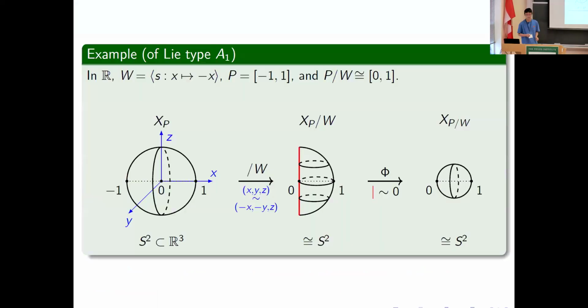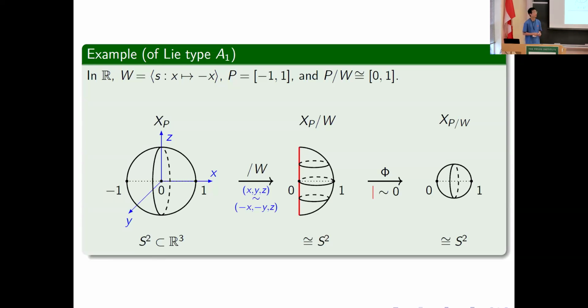Let's start with an example first. So we consider the example of Lie type A1. So in R1, the Weyl group action is given by the reflection that maps x to its negative. We consider the Weyl polytope, which is the interval from -1 to 1. And hence, the quotient polytope is the interval from 0 to 1. You can see those pictures below.